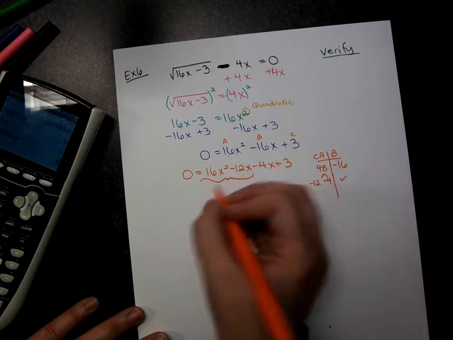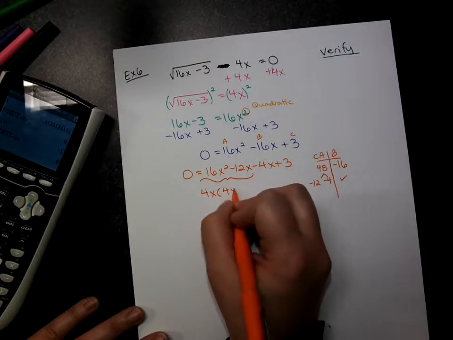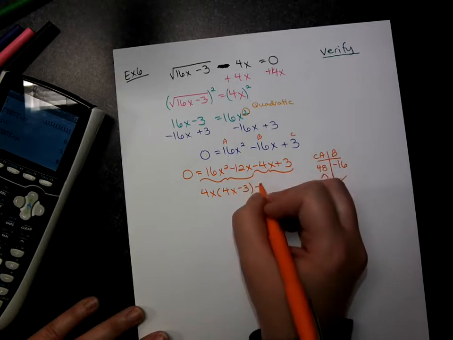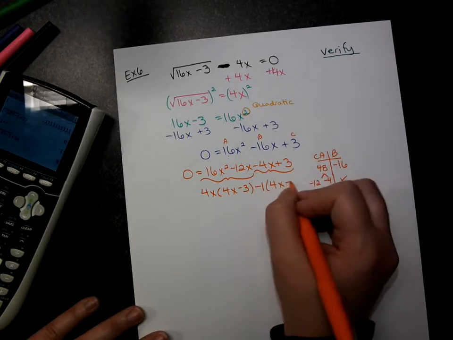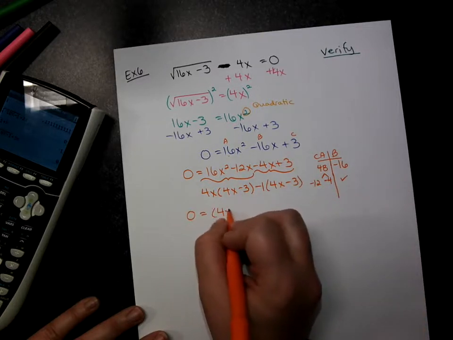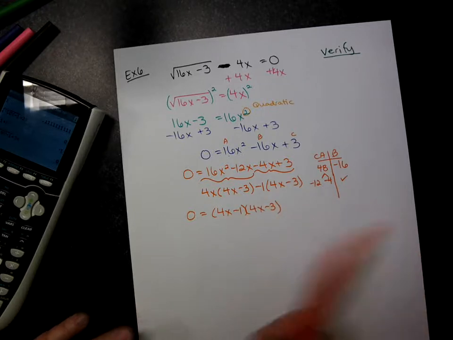So if we look at the GCF of those two terms, that would be 4x. That would leave us 4x minus 3. The second two terms, we're going to take out a negative 1. That will also leave 4x minus 3. So my factored form is (4x minus 1)(4x minus 3).